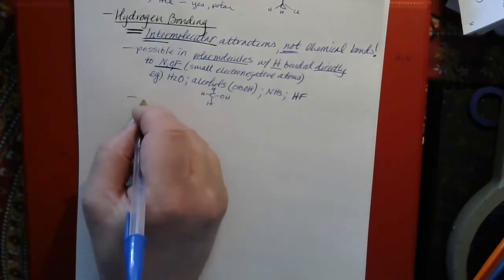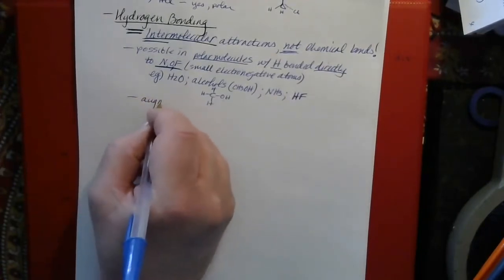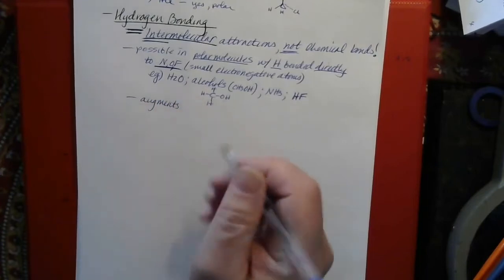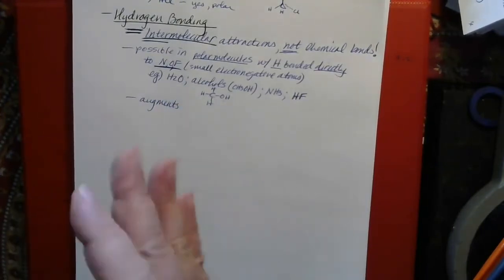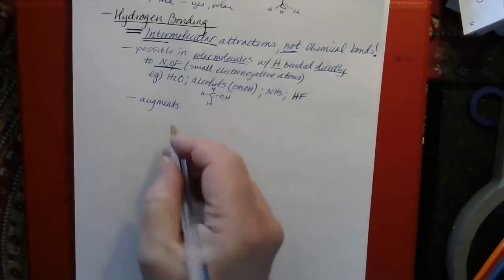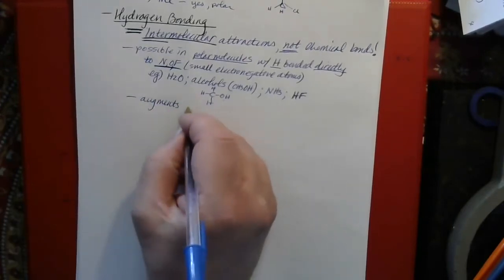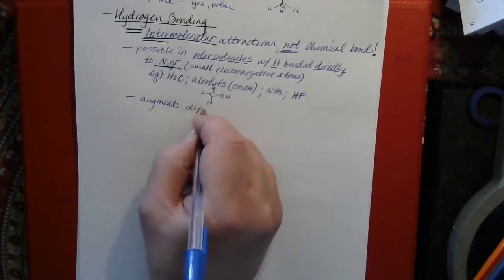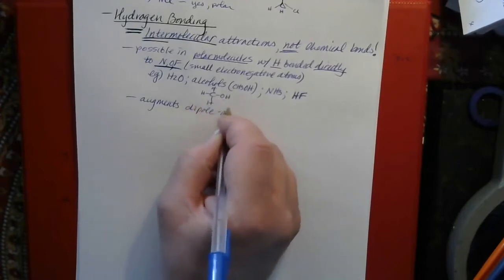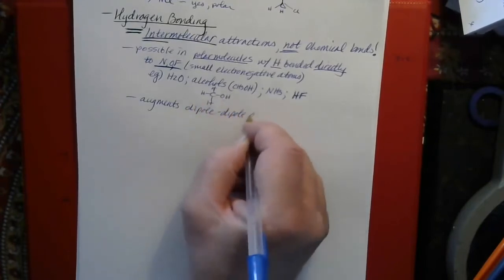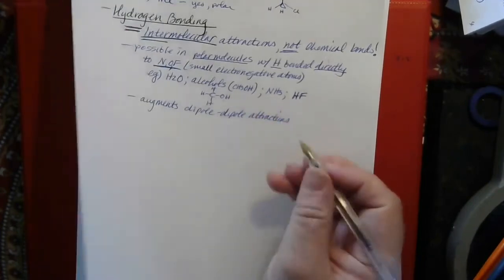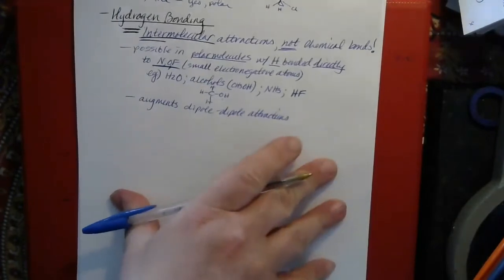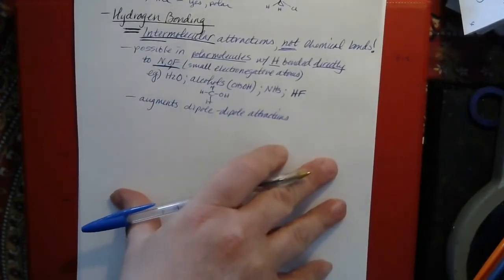Okay, so hydrogen bonding acts between the same atoms that dipole-dipole attractions act between. So essentially, hydrogen bonding augments dipole-dipole attractions. Essentially, it makes the dipole-dipole attractions even stronger than they otherwise would be.